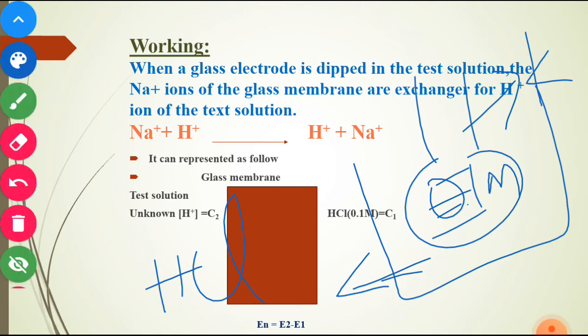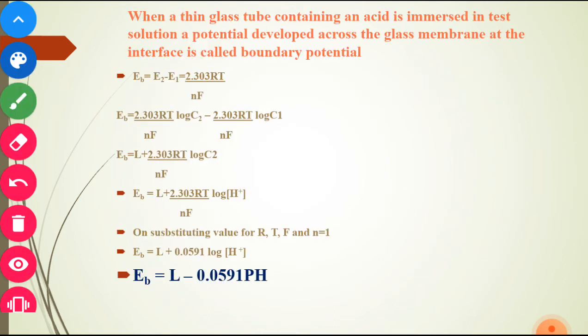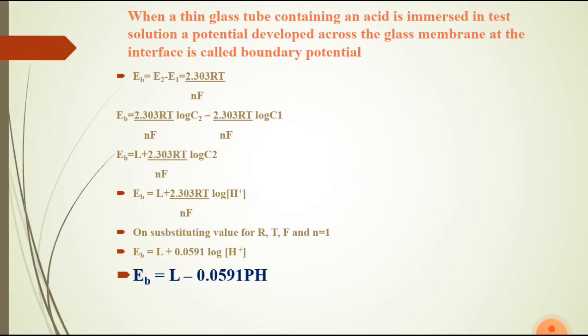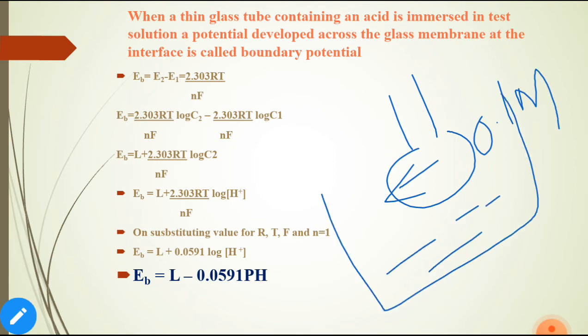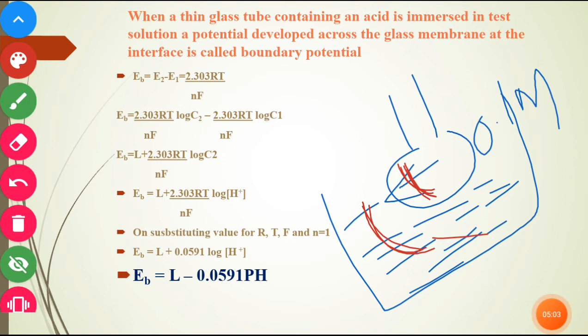How do you calculate the boundary potential? If you take a very thin glass tube containing 0.1 molar acid and immerse it into the test solution, a potential is developed across this membrane.